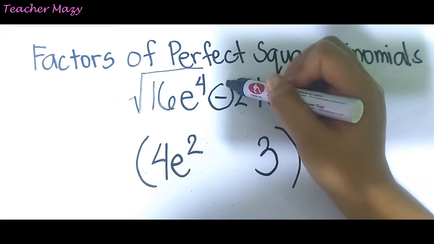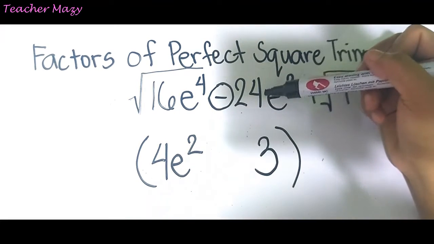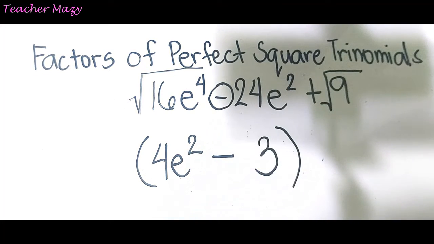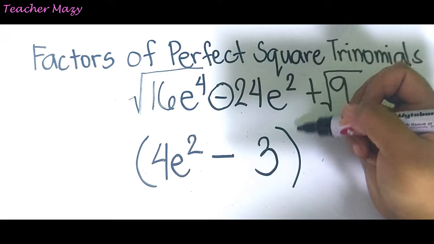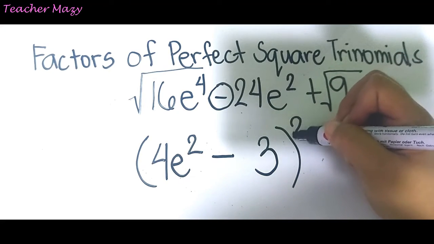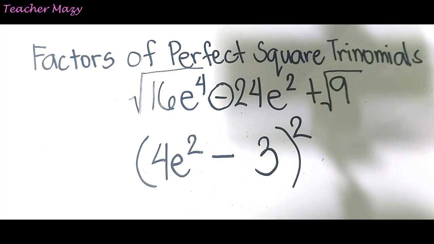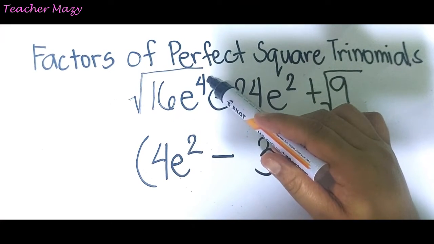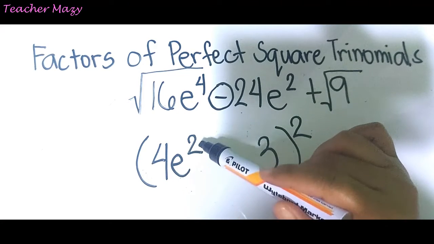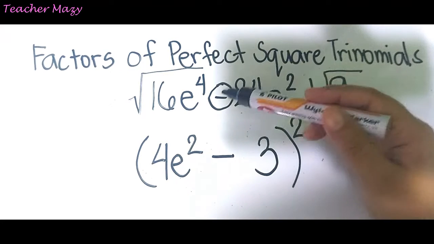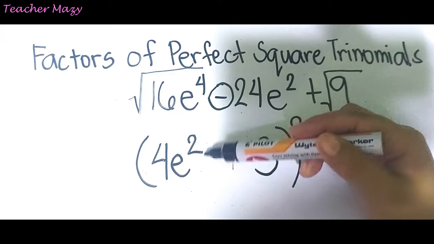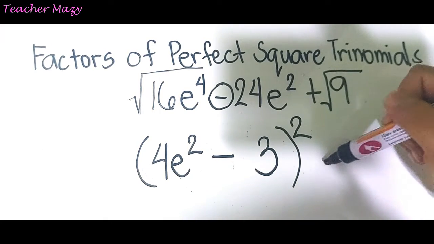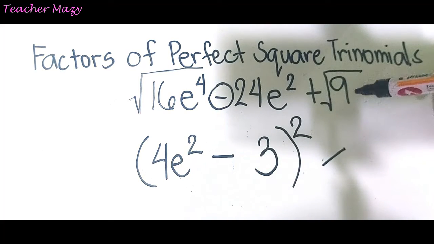The operation used by our middle term is subtraction, so our answer must use subtraction also. Then raise the binomial we obtain to the second power, and that's it. Again, first step, get the square roots of the first and last terms: the square root of 16e raised to 4 is 4e raised to 2, and the square root of 9 is 3. Then use the sign of the middle term, and raise the binomial to the second power. This is the factor of this perfect square trinomial.